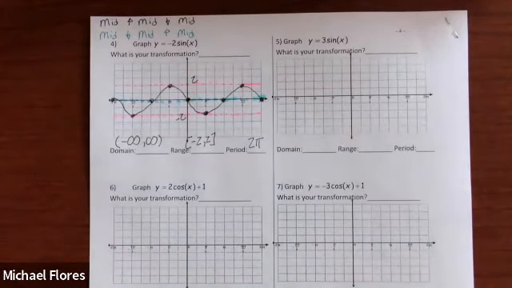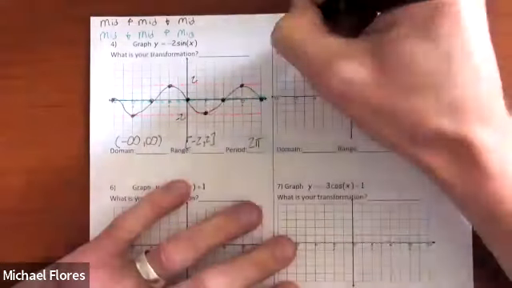Over here, y equals 3 sine of x. We have another height change, if you will. We have a stretch of 3. Let me write down the pattern for sine waves.